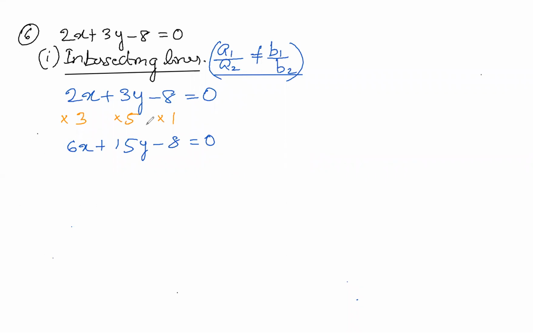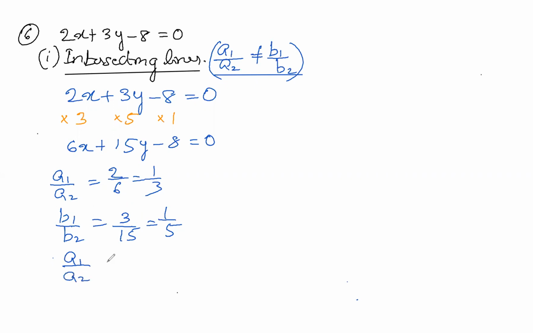Now we take A1 by A2. How much is A1 by A2? It is 2 by 6, that is equal to 1 by 3. A1 by A2 is 1 by 3. And B1 by B2, what about B1 by B2? B1 by B2 is 3 by 15, it is 1 by 5. Because of different numbers, we got A1 by A2 is not equal to B1 by B2.